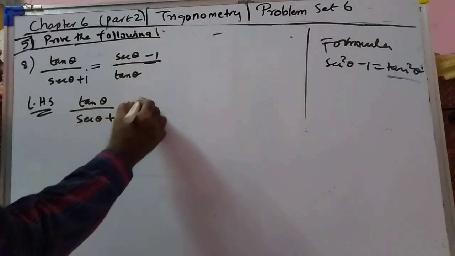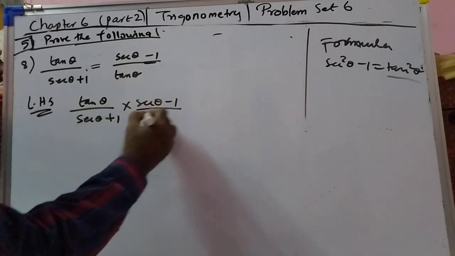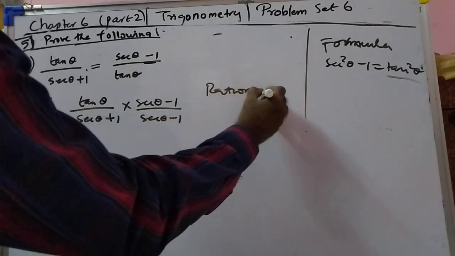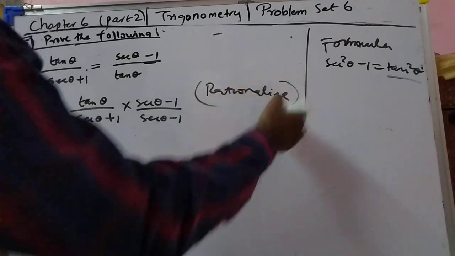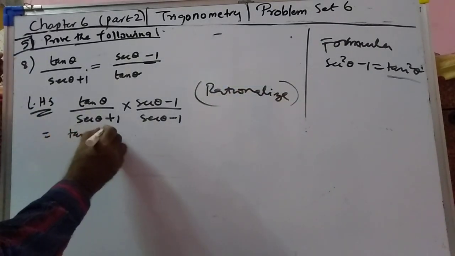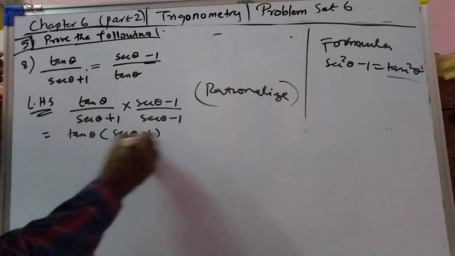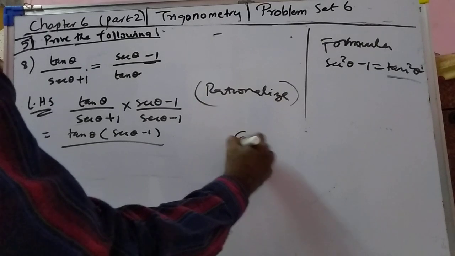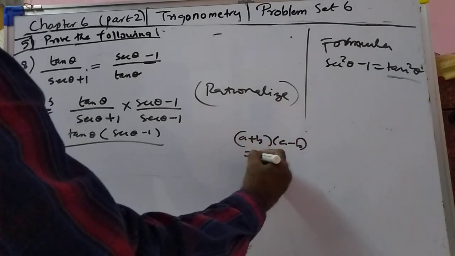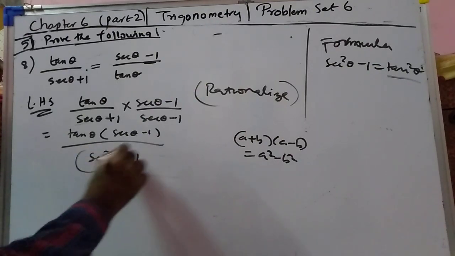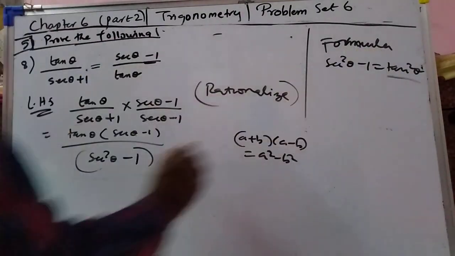Okay, rationalize it. That will become tan theta (sec theta minus 1). This is the formula: (a plus b)(a minus b) is equal to a square minus b square. So this will become sec square theta minus 1. But this is nothing but tan square theta.